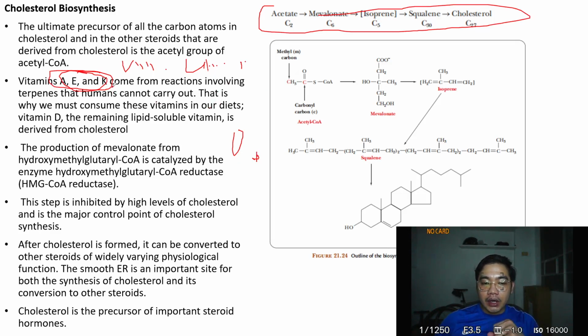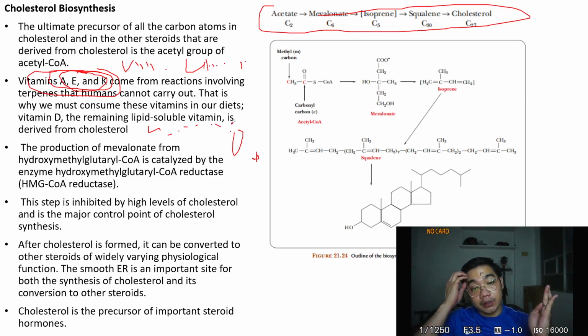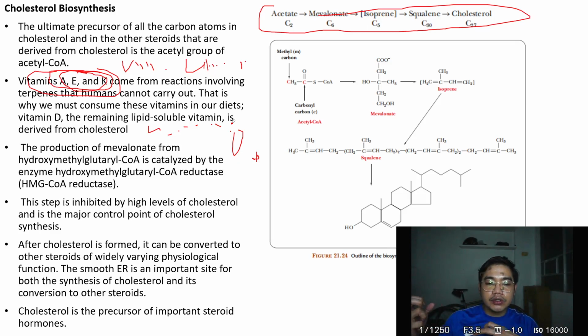That's why overdoses of vitamins A, E, and K are more common than with water-soluble vitamins like vitamin C, because they tend to get stored in your fat, and it's very hard for them to be removed from the body. Unlike vitamin C, if you take a megadose, you're just going to urinate it out. Unlike vitamins A, E, and K, it's just going to stay in your body until you use it eventually. Vitamins A, E, and K have a structure somewhat similar to cholesterol.